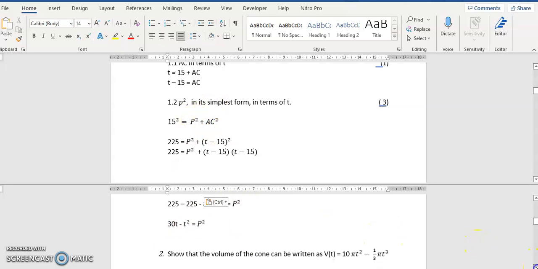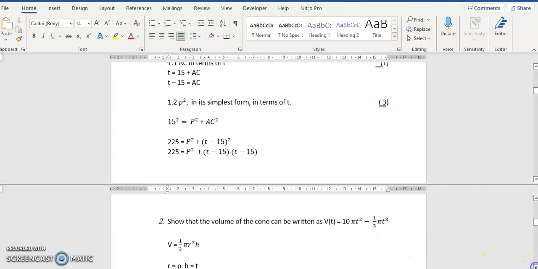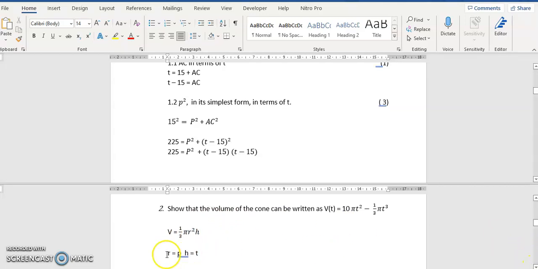Okay, then the next question says show that the volume of the cone can be written in this form. Let's see how we are going to show. We were given in the formula that the volume of the cone is this one. It was given in the question. Then it was also given that r, the radius, is equal to p, and the height is equal to t. It was given also in the question.